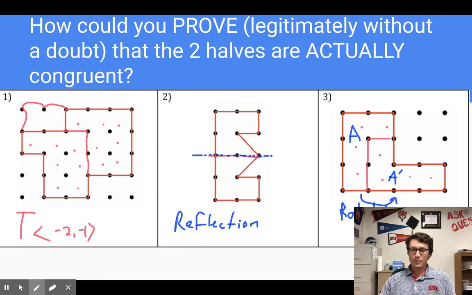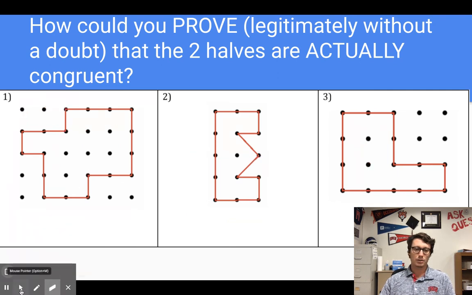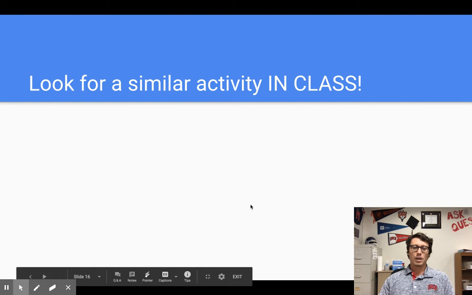Okay. And if you don't see it, after you rotate it, your shape would end up, I mean, I'm not drawing on dots, so it's not as good, it would end up looking exactly the same as A prime. Okay, look for a similar activity. I'm going to try this out.